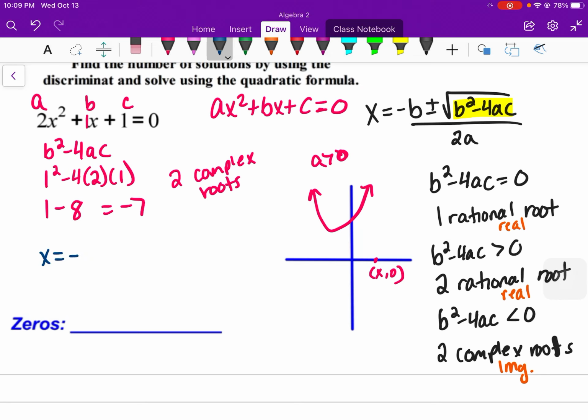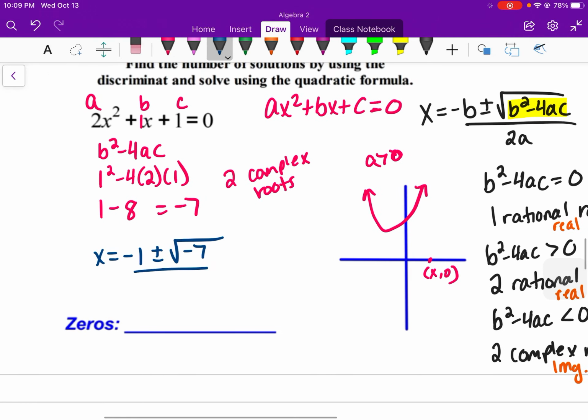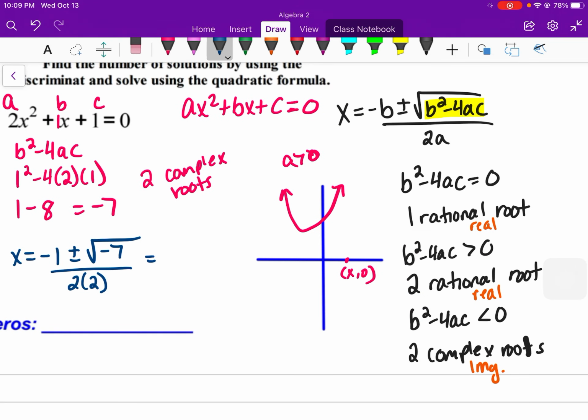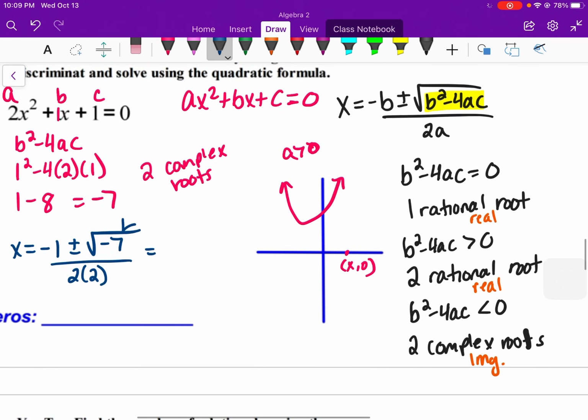So x equals negative b would be negative 1 plus or minus the square root of b squared minus 4ac, which equaled negative 7, all over 2 times your a value, 2 times 2. So simplifying this, I would like to try to factor tree the square root if necessary, but 7 is prime, so the only thing I can do is take out the square root of negative 1. So negative 1 plus or minus the square root of negative 1 is i, and then square root of 7. So square root of negative 7 simplifies to i square root of 7, all over 4.